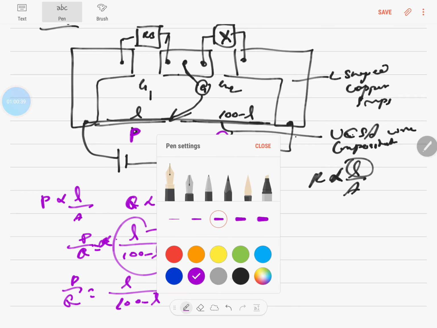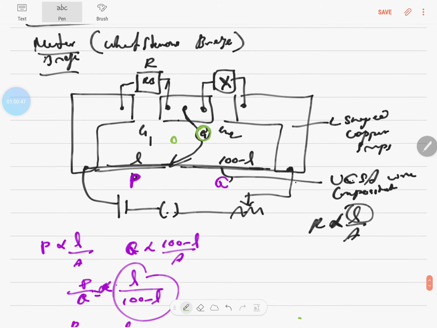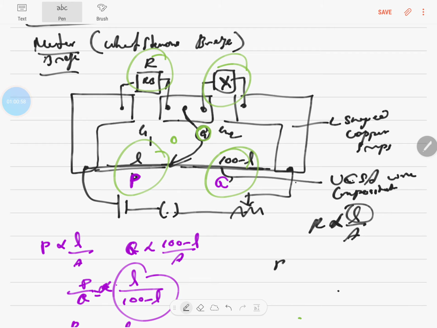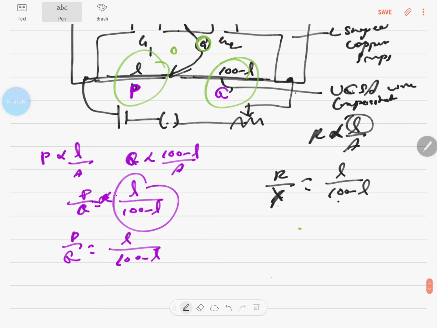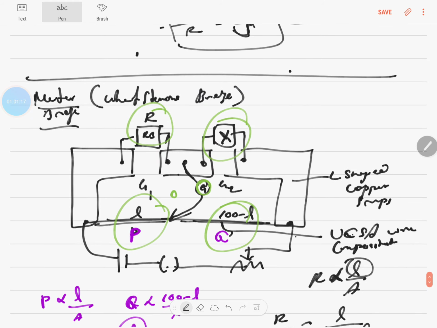At some situation we are considering that the galvanometer here is showing zero deflection, which means no current is flowing through the galvanometer, in which case you can say that these resistances are all in proportion according to Wheatstone's bridge. So you know that R by X is equal to L by 100 minus L. If you have an unknown resistance, you can reciprocate this: X by R is equal to 100 minus L by L, and thus X is equal to (100 minus L) by L into R. Thus you can find the unknown resistance, and the Wheatstone's bridge is used to find the unknown resistance.